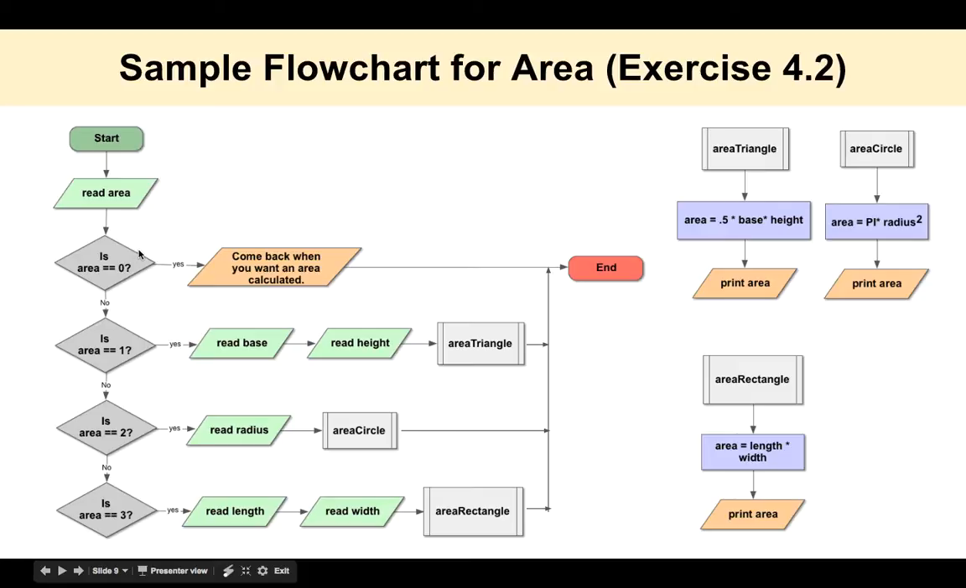So my first test is to say, okay, is the area equal to 0? So did they put that they wanted 0, which means they don't want an area? So if I say yes, then they're going to get a message. So this is user output. Same parallelogram. I colored it different colors to help us visualize. And it's going to say, come back when you want an area calculated. It's just going to be on the screen for them. And then the program terminates because I have that return in there and it's done.